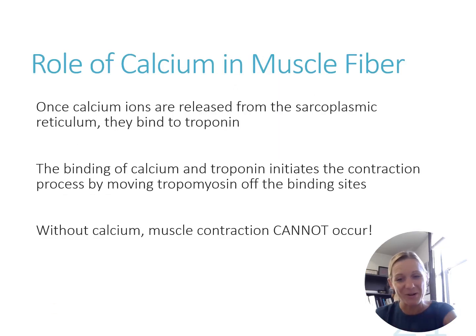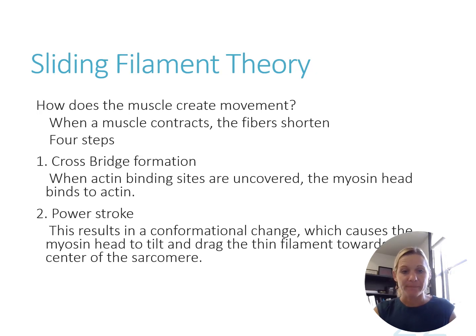Again, a little bit of repetition here, but looking at the role of calcium as it relates to the muscle fiber actions. Once calcium ions are released from the sarcoplasmic reticulum, they bind to that troponin, that little molecule. The binding of calcium to troponin initiates the contraction process by moving tropomyosin out of the way. So we know that without calcium, muscle contraction cannot occur, because we need that calcium to open up those sites so that actin and myosin can interact. And the interaction of actin and myosin is what allows us to produce that muscle force.